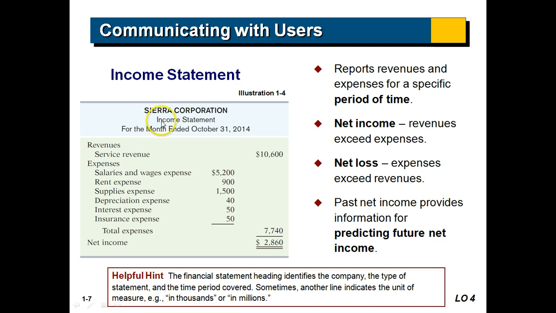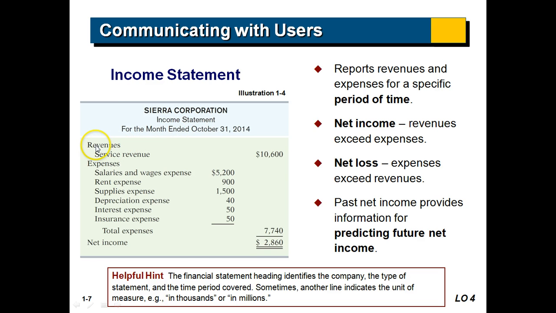The heading is very important. It'll name the company, it identifies the financial statement, in this case the income statement, and it gives a time period. So in the heading, the time period is very important. So this income statement is for the month that ends on October 31st, 2014. And that's very important. So if I'm reading this, I'll know that it's revenue for only a month. It's not revenue for a whole year or revenue for 1 week. And you can have income statements that report a year of activity or a week of activity. In this case, Sierra Corporation is reporting for 1 month. So again, the date is very important.